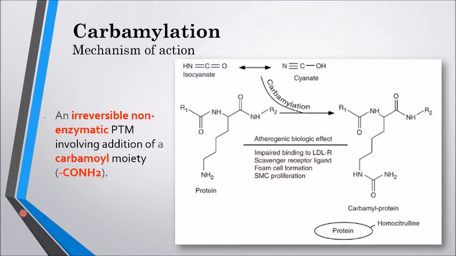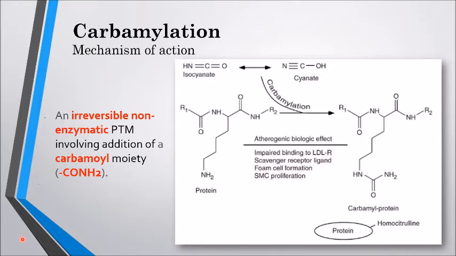Carbamylation is an irreversible non-enzymatic process. It mainly occurs at the amino group of the side chain of lysine residues. Although carbamylation is not enzymatic, it does not carbamylate lysine residues at random. There are preferential sites for carbamylation.